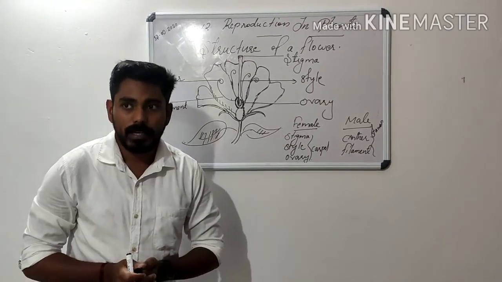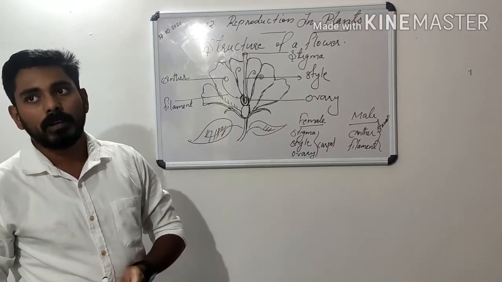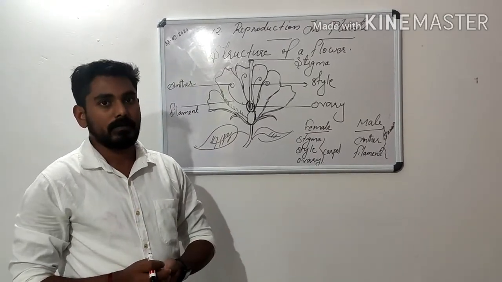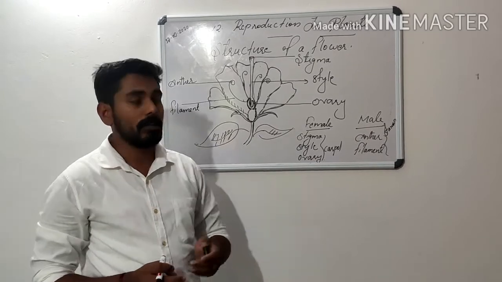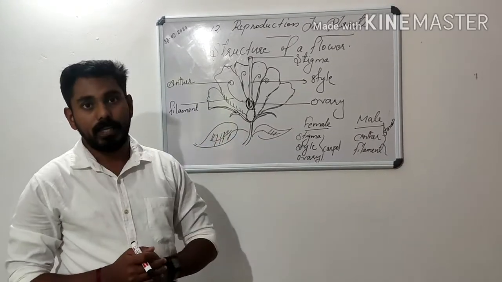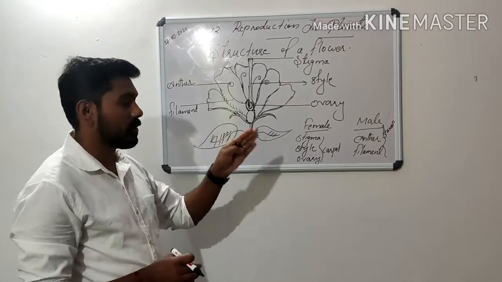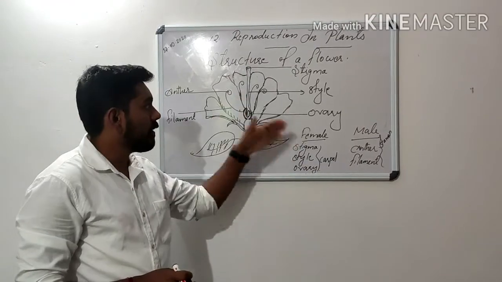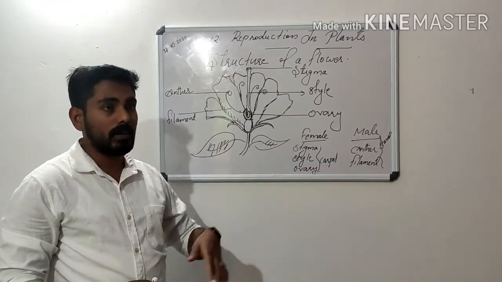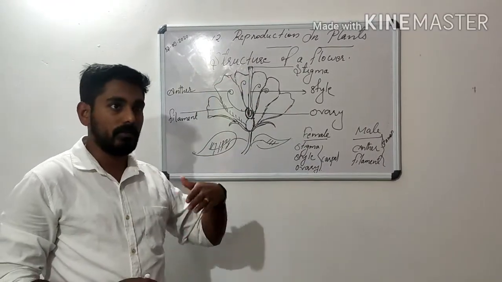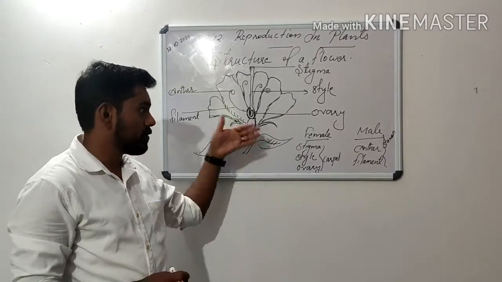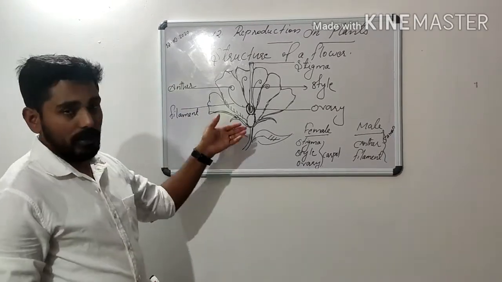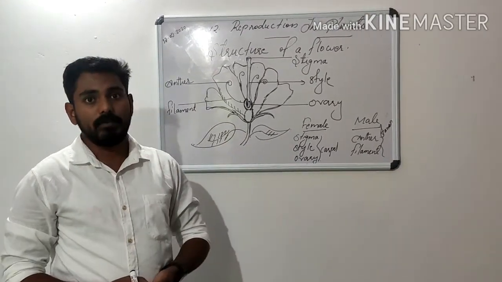When we talk about sexual reproduction in plants, a certain part of the plant is a reproductive structure. The flower is the main reproductive part of the plant. In this topic, we will entirely cover what sexual reproduction is, the structure of a flower, and all the related things. So what is a flower? First of all, we should know what a flower is.